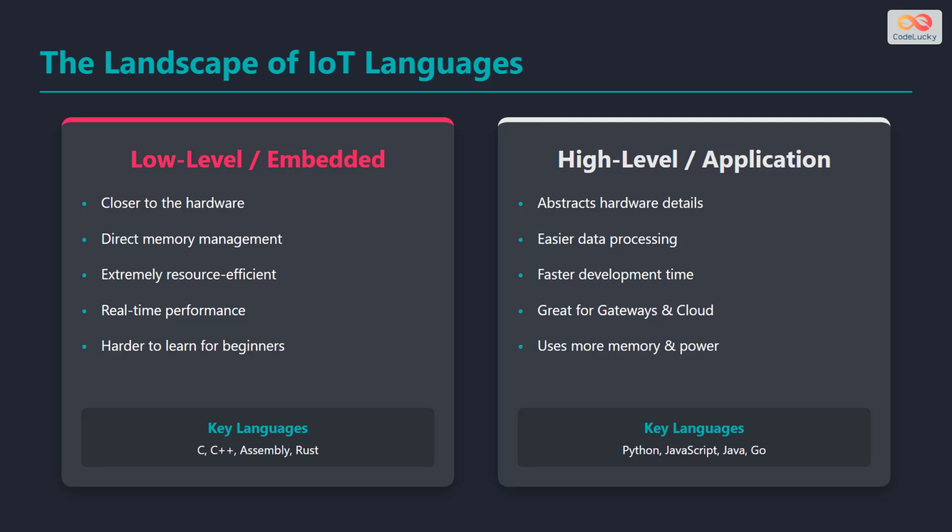When selecting a language, it is helpful to categorize them into two main groups. First, we have low-level or embedded languages. These run directly on the hardware, offering incredible efficiency and real-time performance, but they can be steeper to learn. On the other side are high-level or application languages. These abstract away the complex hardware details, making it easier to process data and build applications quickly, though they typically require more memory and power to run.